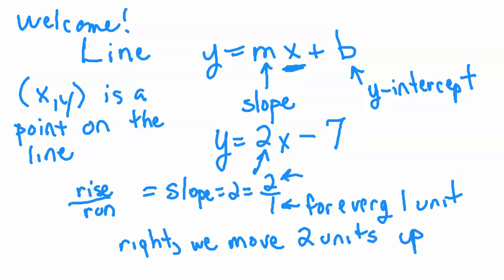So this is our rise, positive 2. The bottom is left or right, and it's right because it's positive. So for every 1 unit right, we'll move 2 units up. So up and right would be our slope in this case, since they're both positive.